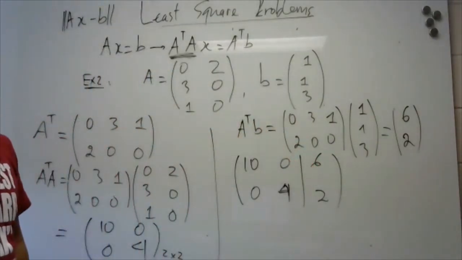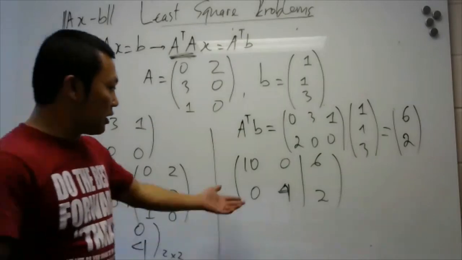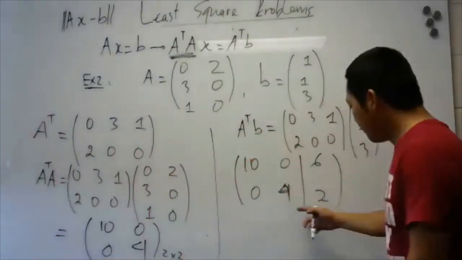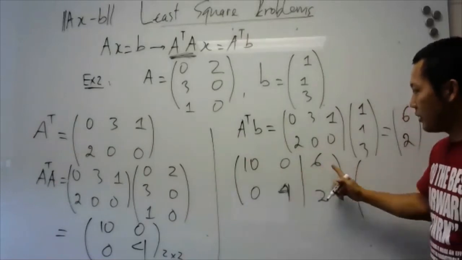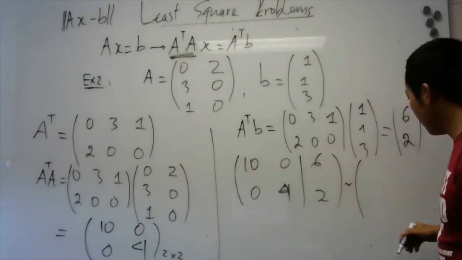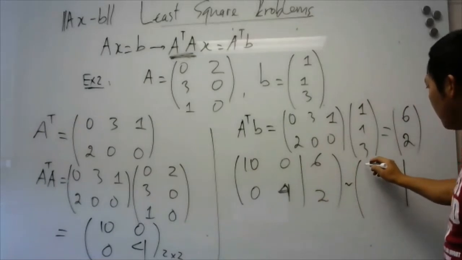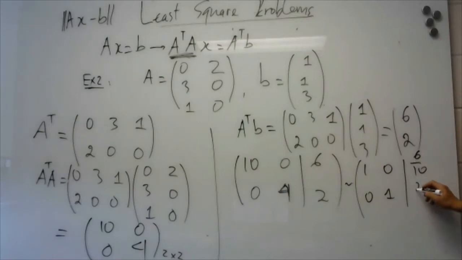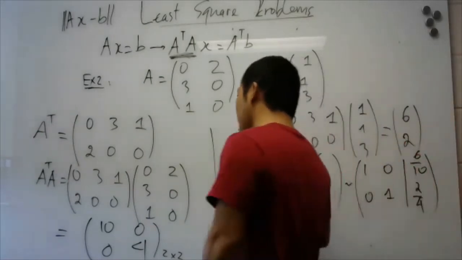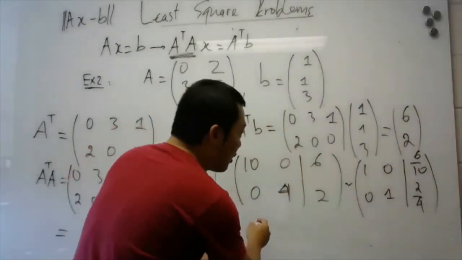Make sense? So it's very simple. From here, you just divide by 4. And from here, you divide the whole equation by 10. So you get 1, 0, 0, 1, and then 6 over 10, and then 2 over 4, which is 1/2. So from here, you have the solution right away.